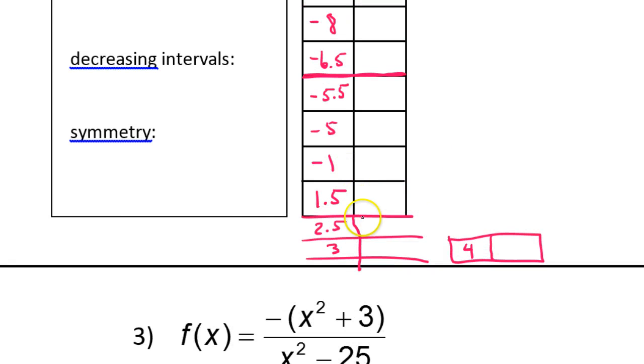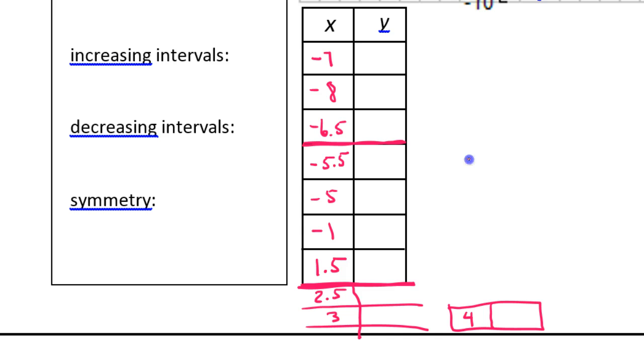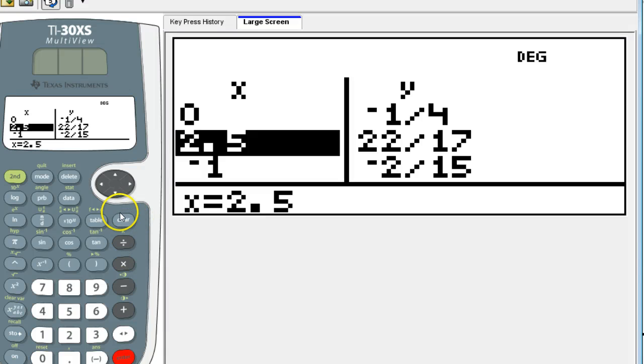So feel free to do what I did and add on extra numbers. Notice here's the other asymptote right here. So anytime I have an asymptote, I'm going to do the decimals on either side. You should do the same. So I'm going to get all these values right now off the calculator. And I'm going to do it using the ask feature like I showed you before.